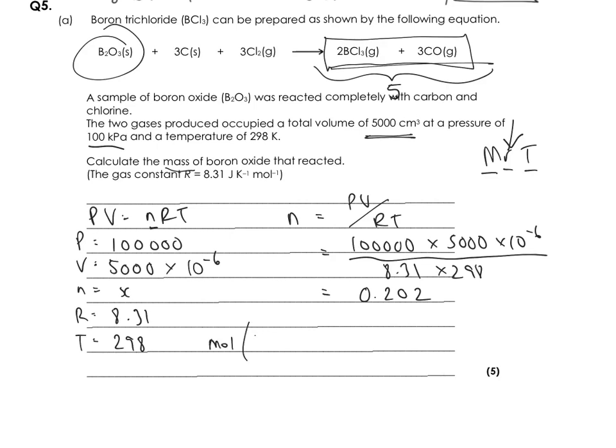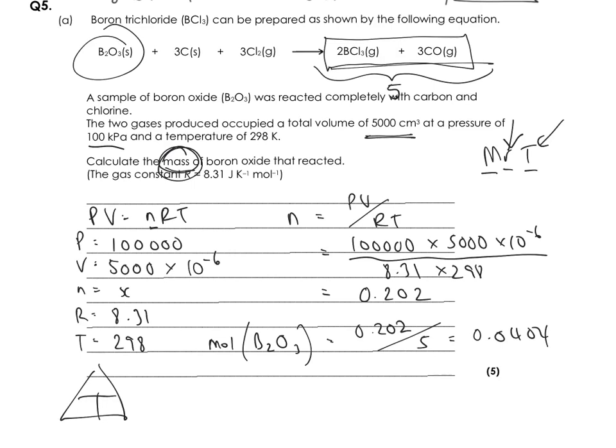So the moles of the boron oxide is going to equal 0.202 divided by 5, which gives us 0.0404, and then the T stands for triangle. We've got to use the appropriate triangle to work out mass. So the triangle that has mass in it is mass equals moles times MR. So the mass of the B2O3 is going to equal the moles, 0.0404, multiplied by the MR of boron oxide, sorry, which is 69.6, which you'd have to work out first. And that then gives us 2.81 grams.